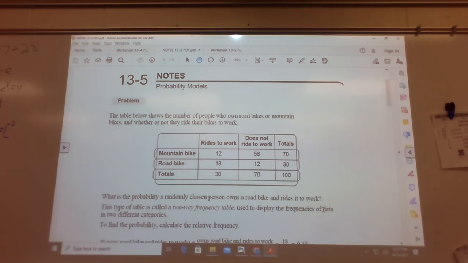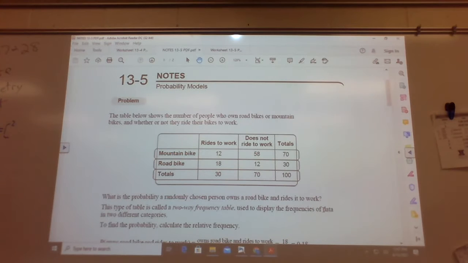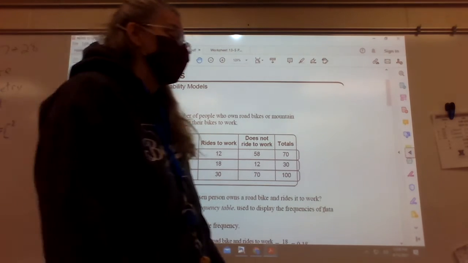Okay, so today's notes. This is another type of frequency table. We've done frequency tables before, but the frequency tables we had earlier was just one frequency table. So this one, it says the table below shows the number of people who own road bikes or mountain bikes and whether or not they ride their bikes to work.